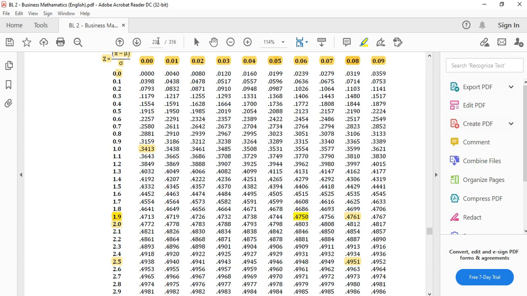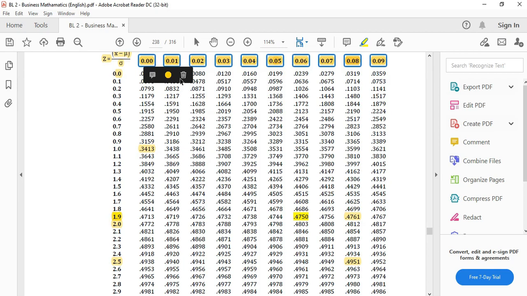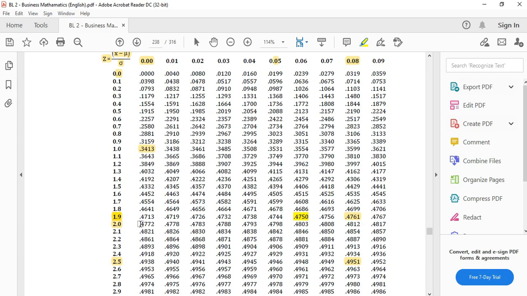Now we don't have any decimals, right? We don't have any 2 decimal places. So you see the first item, 0.00, that is what you must select, because we don't have any other decimal point to select. In that case, 2 plus 0.00 is still 2, and that's equal to this figure 0.4772, which is 47.72%.